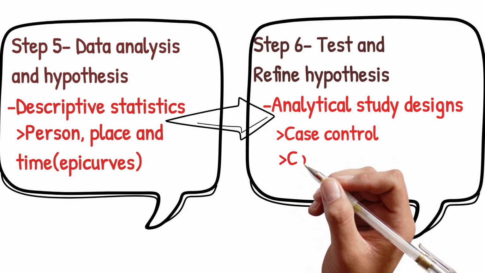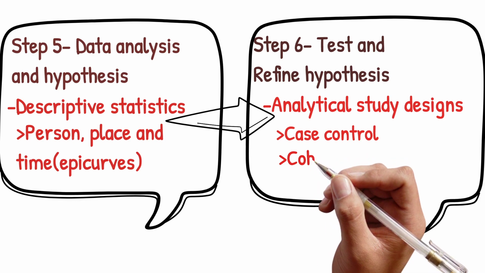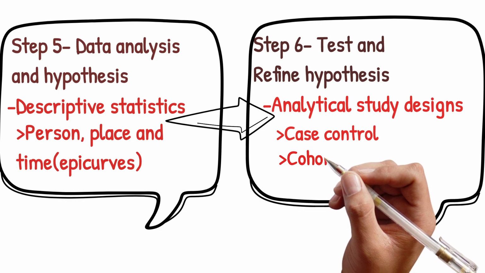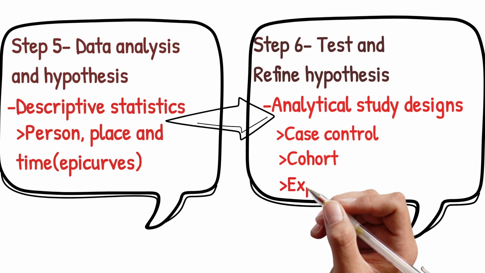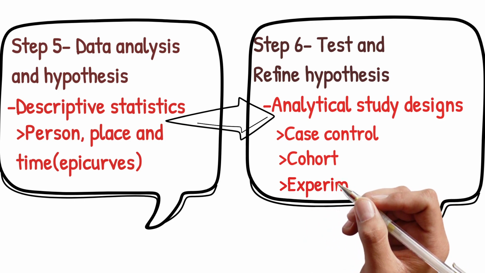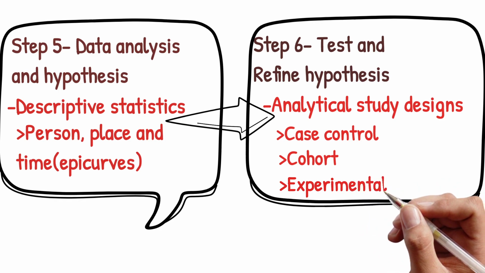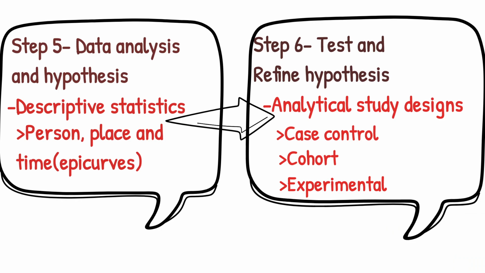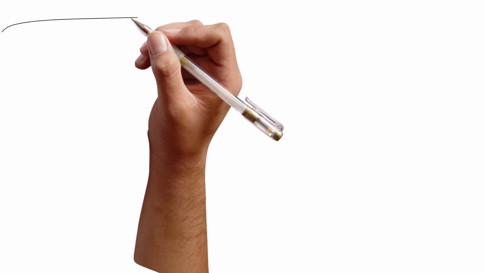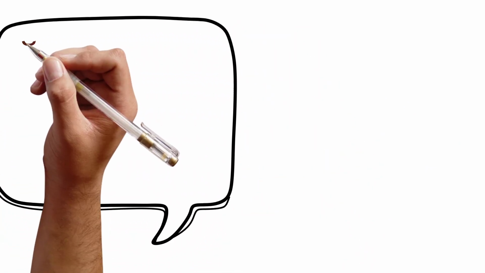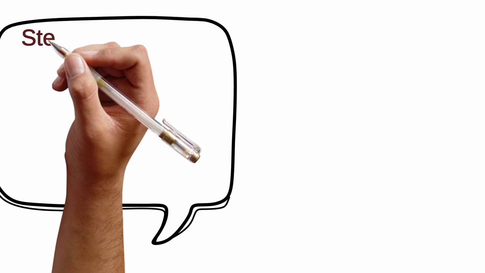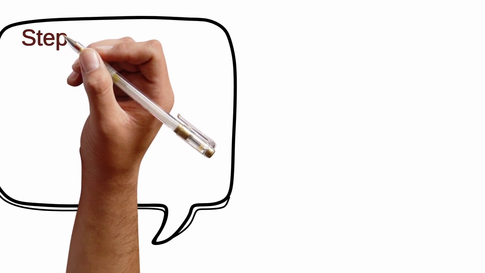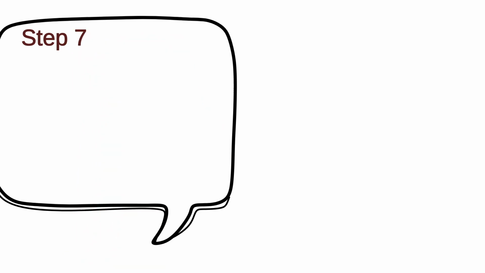Case control, cohort study design, and we know that in most case control study designs, we have the cases and then we have the controls. We also have the cohort study design, and we also have the experimental study designs. The experimental study design can include study designs like clinical trials. And we have step number 7.